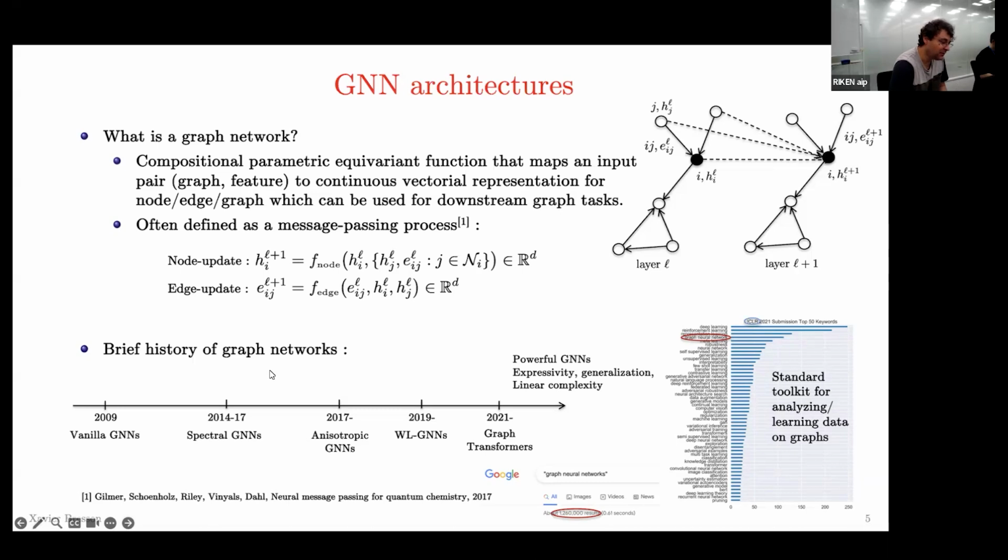Okay, so here I'm going to tell a brief history of graph neural networks. This is my personal view of that. The first technique was developed in 2009, and I'm going to develop that a little bit in the next slides. Then spectral GNNs, anisotropic GNNs, Weisfeiler-Lehman GNNs, and finally, I think we are in this era of graph transformers.